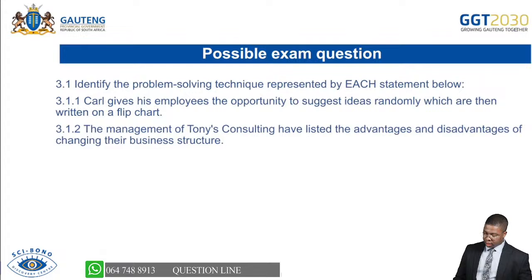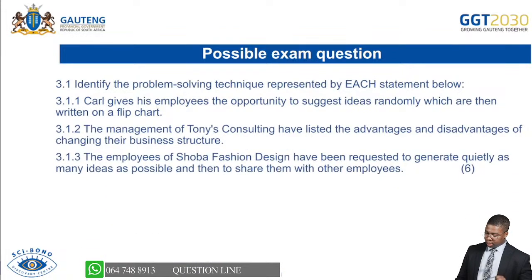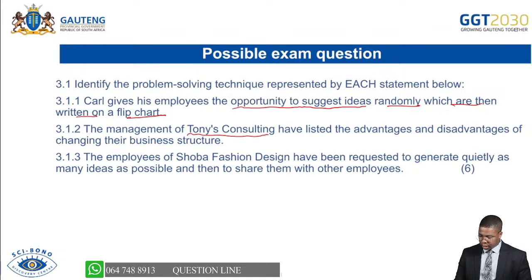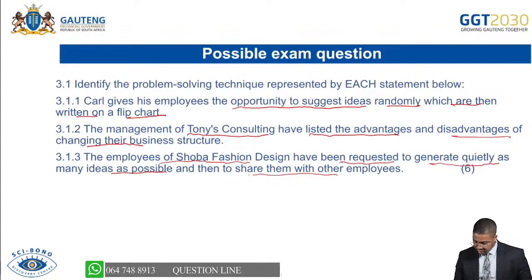You can be expected to identify the problem solving techniques from the scenario. Carl, for instance, gives his employees an opportunity to suggest ideas randomly, which are then written on the flip chart. And the management of Tony Consulting have listed the advantages and disadvantages of changing. So the pros and cons. Then the employees of Shoba Fashion Design should be requested to generate quietly as many ideas as possible, then share them with others. So here already we have randomly giving ideas. This is supposed to be brainstorming.